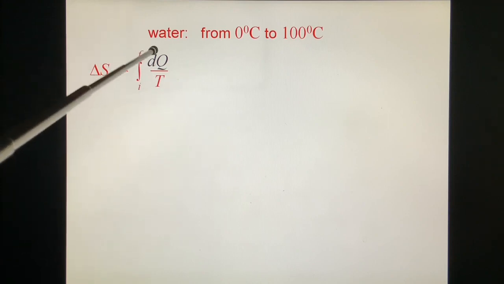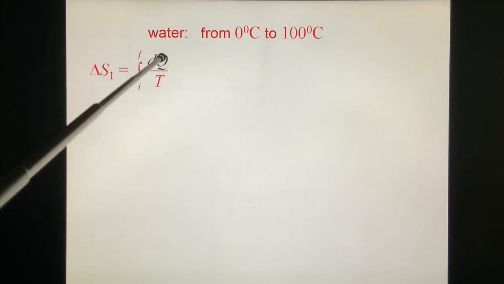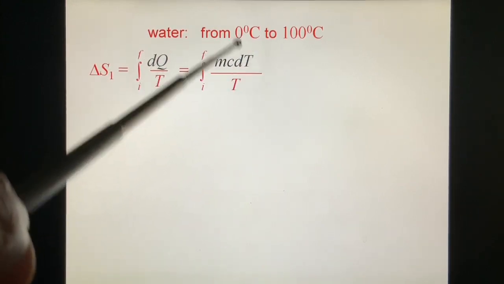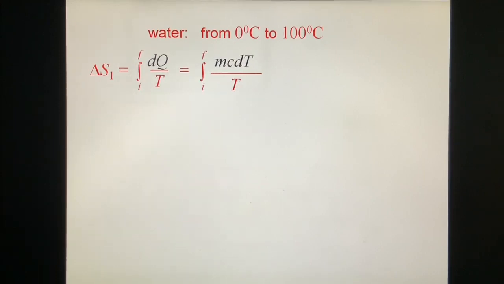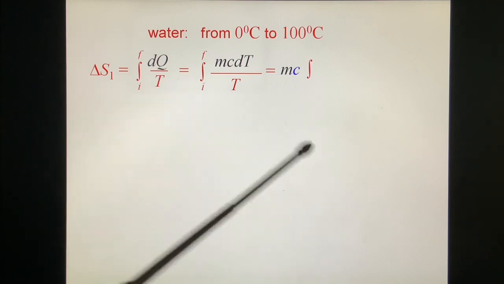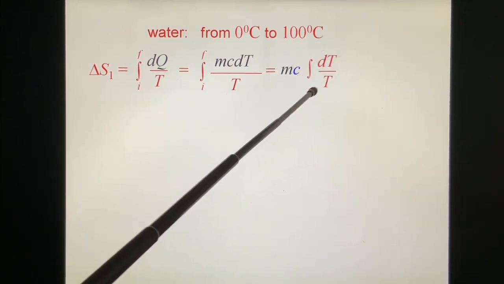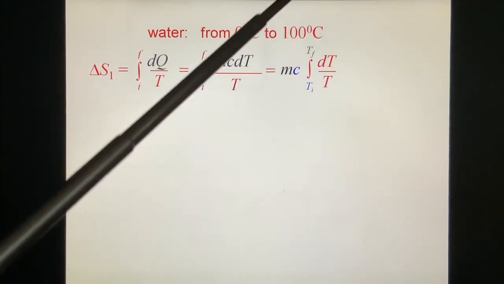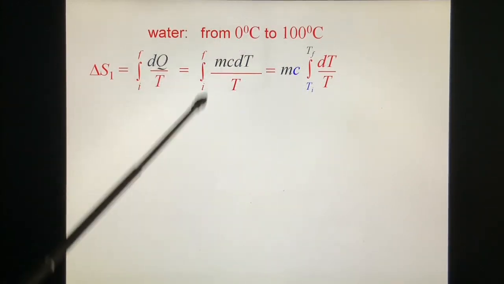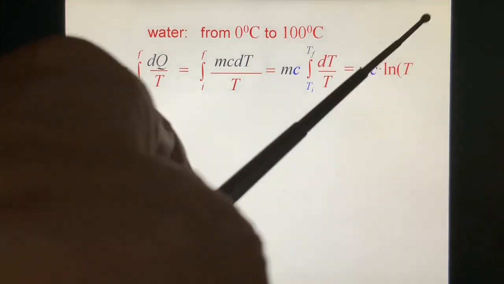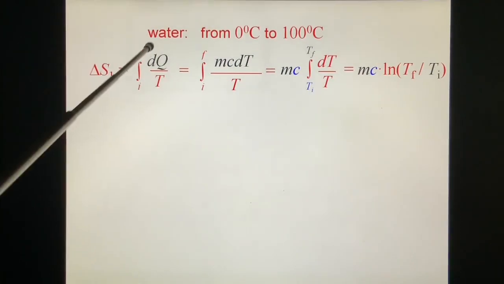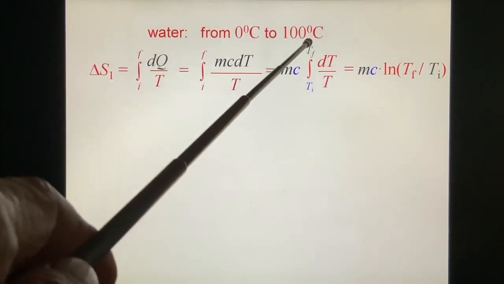And dQ is m c dT, by the conduction law. Since mc is constant, we take it out. The integration of dT over T from initial to final is a log. So we get mc log of T final over T initial. This is for water from 0 degrees to 100 degrees.